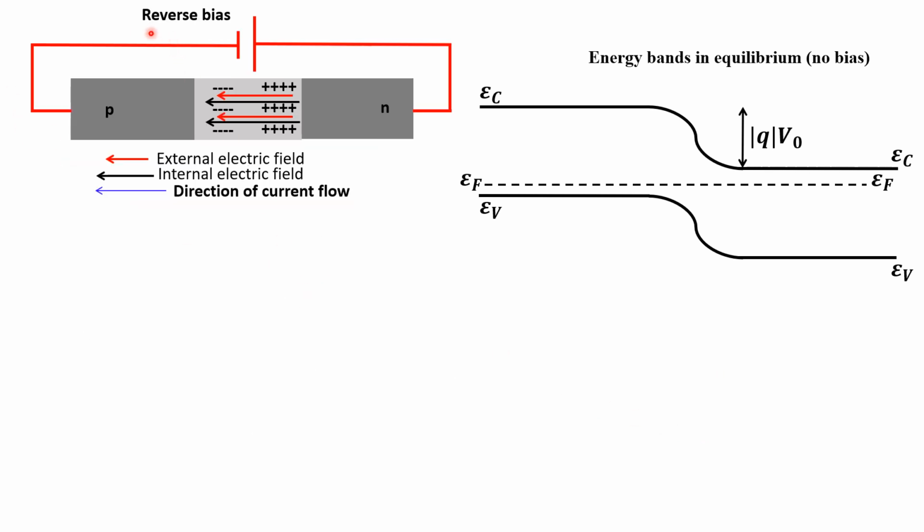Now let's take a look at the reverse bias configuration. Now the two fields are parallel, so the total field now is increased.